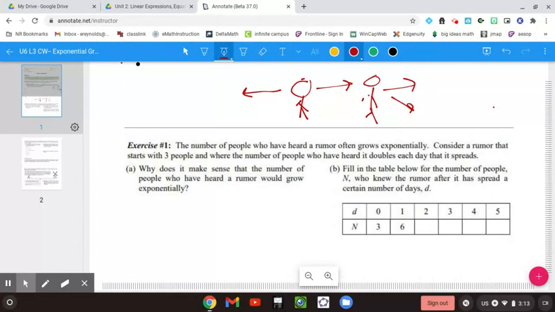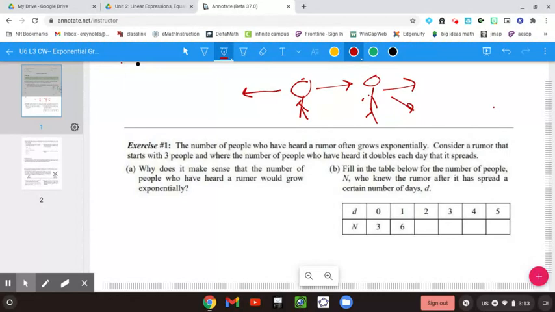So just keep visualizing the patterns here. Why does it make sense that the number of people who have heard a rumor would grow exponentially? Okay, I want you to answer that in a full sentence in your own words. So pause the video and answer part A. Part B says, fill in the table below for the number of people N who knew the rumor after it had spread after a certain number of days D.